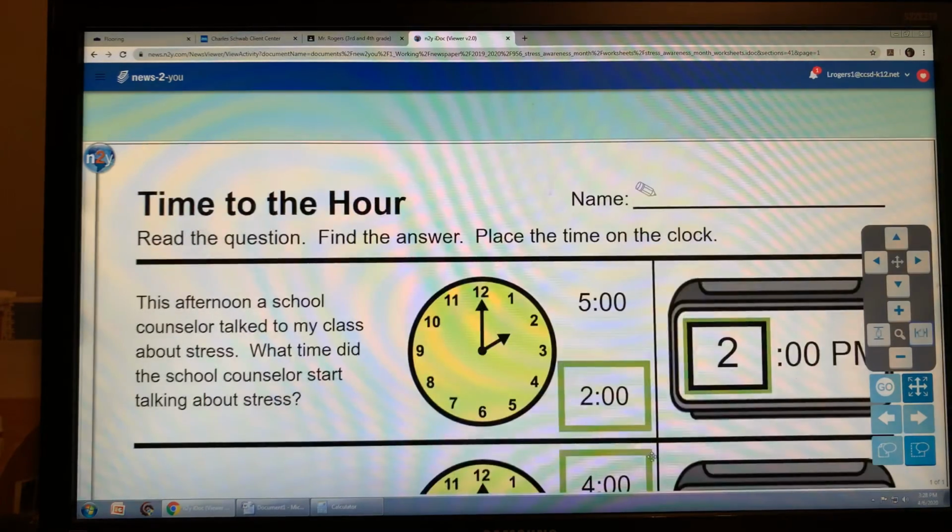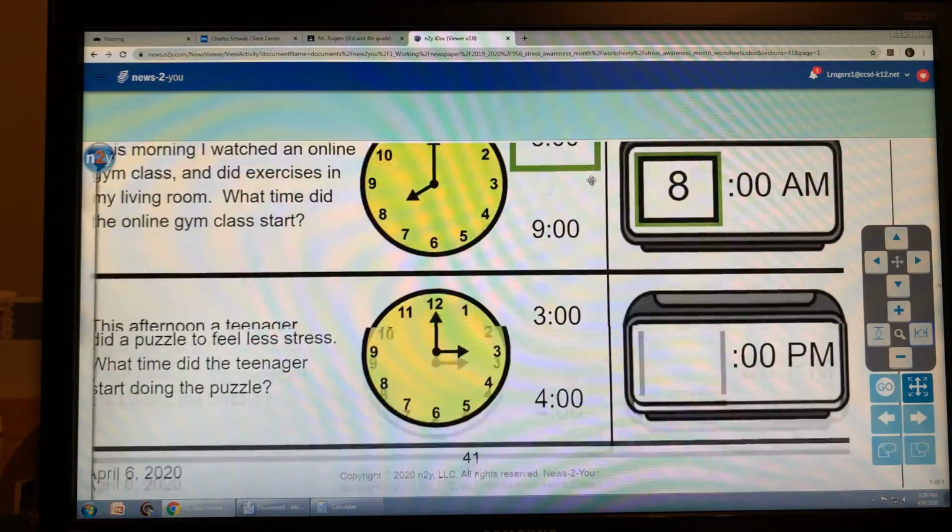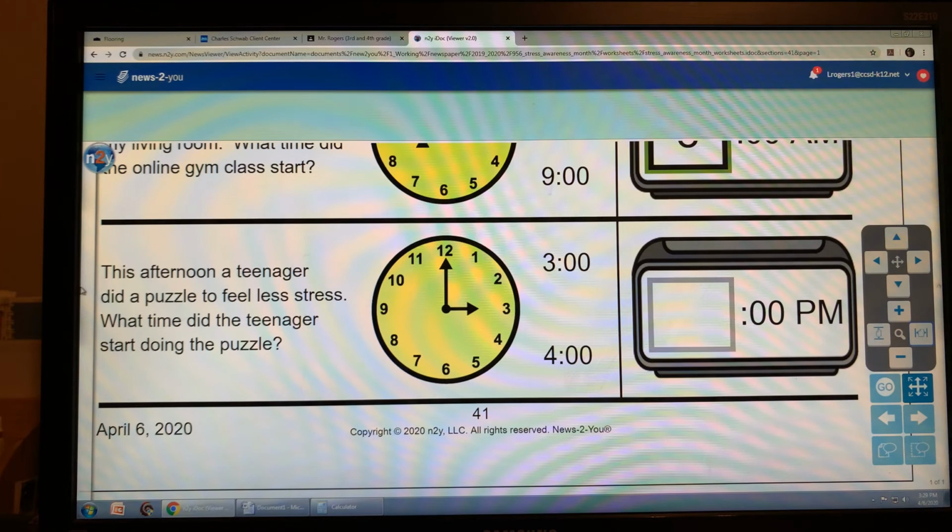So we're going to zoom in, and we'll scroll down to the bottom. And we'll read. This afternoon, a teenager did a puzzle to feel less stress. What time did the teenager start doing the puzzle? Okay, so we're going to look at our spot. We know that it's going to be 0 minutes past the hour because it's right at the 12. So we'll go right across with our hour hand, and there's a 3. So this happened at 3 o'clock.